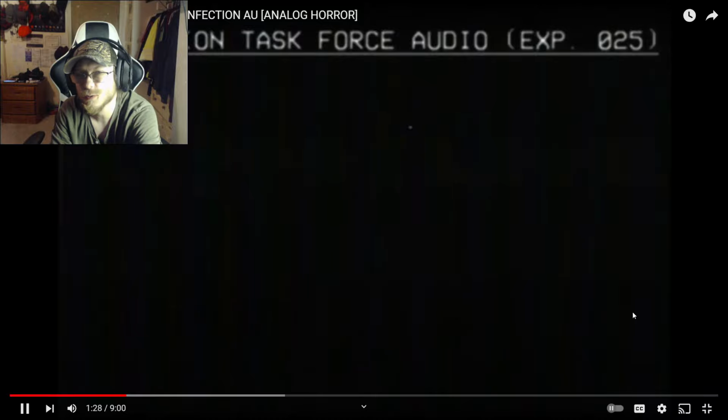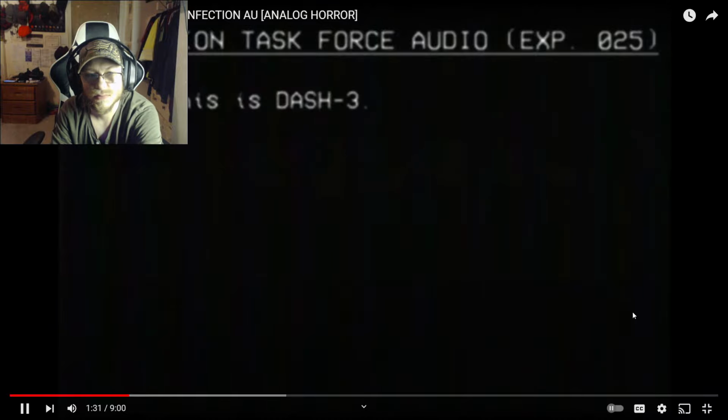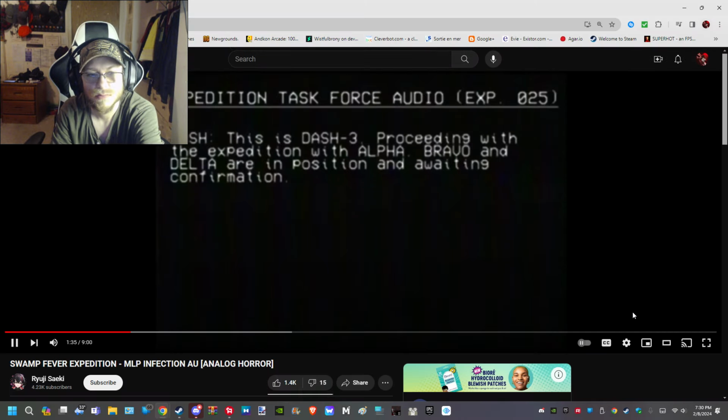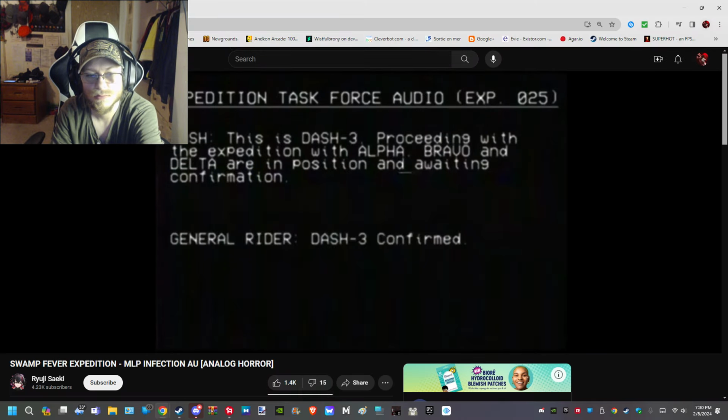Task Force Auto. This is Dash 3, proceeding with Expedition with Alpha. Bravo and Delta are in position and awaiting confirmation. Dash 3 confirmed. Remain cautious when entering.